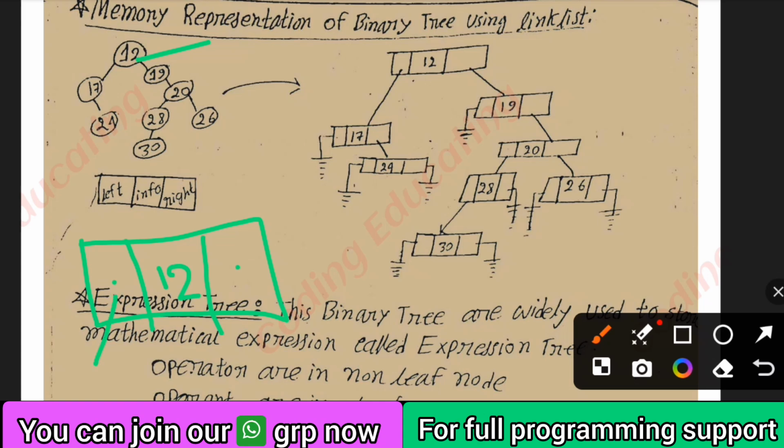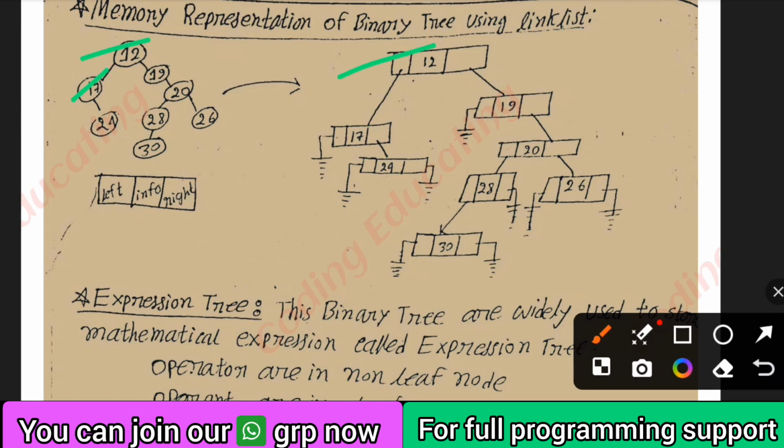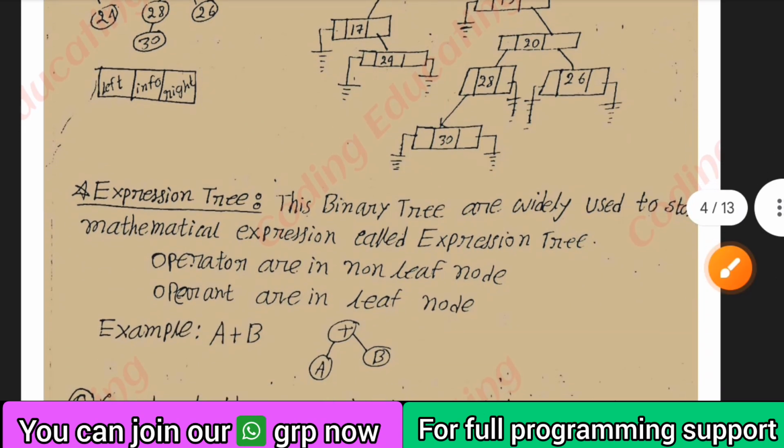Then you write the left element here, the right element here, and before that you make 3 parts of this node like that. You can also see in this example 12 is like that, then 13, then 17 is like that. If there is nothing on the left side, then you can write like that. Okay, this is very easy. You can make it on your own.